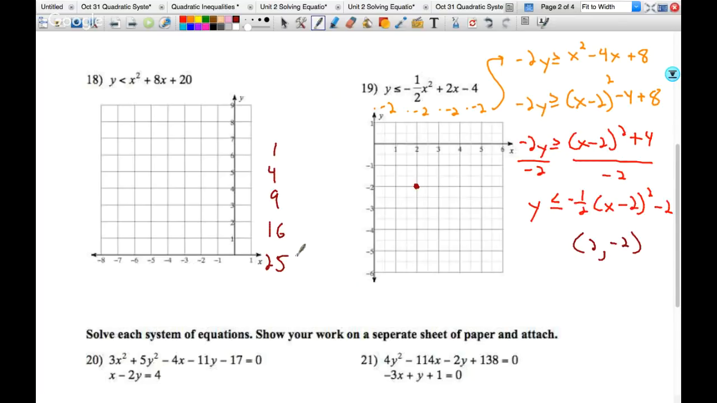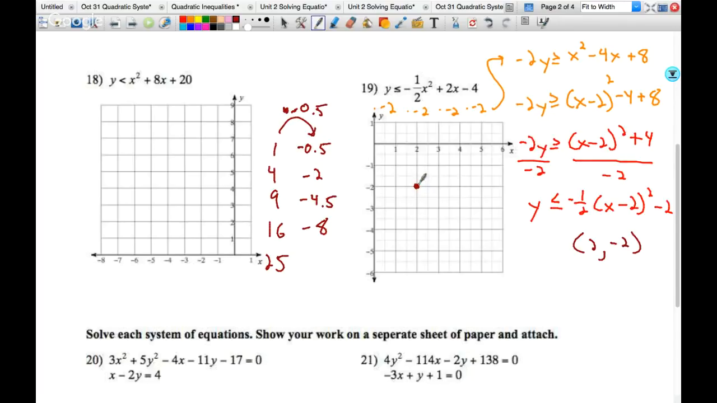Now I'm going to manipulate them by my a value. So I'm going to multiply everything by my a value. That 1 is going to become a -0.5. The 4 is going to become a -2. The 9 is going to become a -4.5. The 16 is going to become a -8 when I multiply it by -0.5.